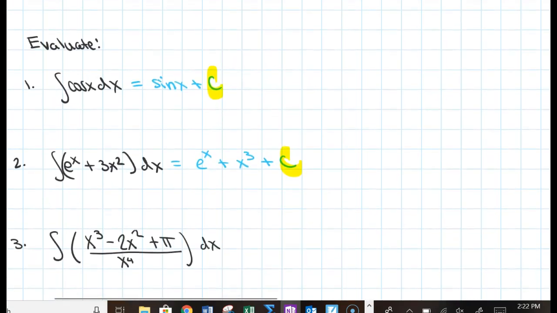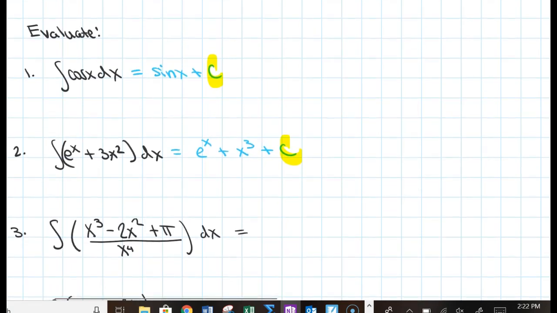Oh, here's one. You've noticed that sometimes when you are anti-differentiating, you will have to do some algebraic manipulation. If I look at this right here, there is no derivative rule that I'm recognizing that would give me this quotient. However, let's rewrite it together. Let's rewrite this indefinite integral as the indefinite integral of, I'm going to divide each of these three terms by x to the fourth. So I get x to the negative first minus 2x to the negative second plus pi x to the negative fourth. That is my new integrand.